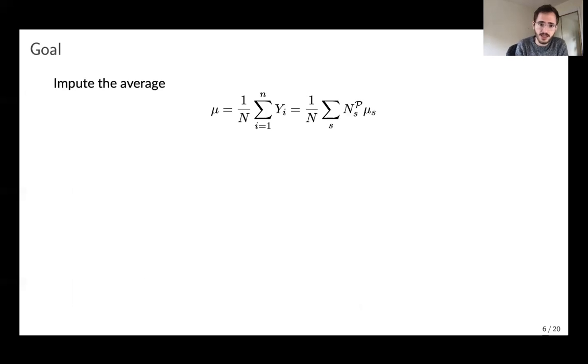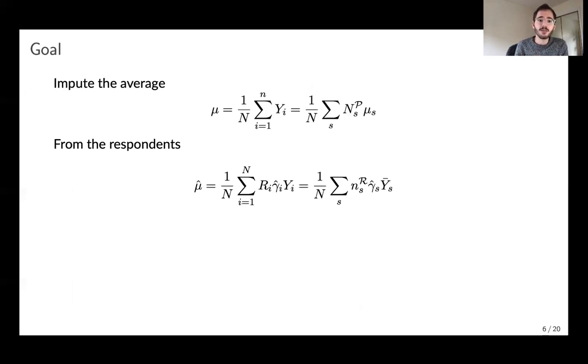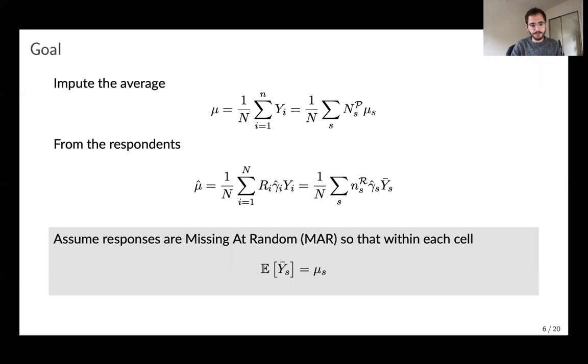So given this setup, our goal is to impute the overall average for the population, which we can write as just a weighted average of cell averages. We're going to try to do this by taking a weighted average of the responders' outcomes, where we weight the responses by these weights gamma hat. We can also equivalently collapse all this down into weights by cells. So we're just going to re-weight the averages within each cell.